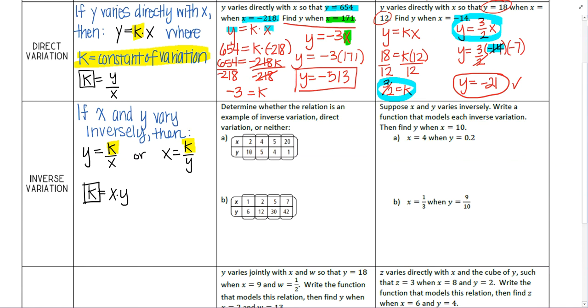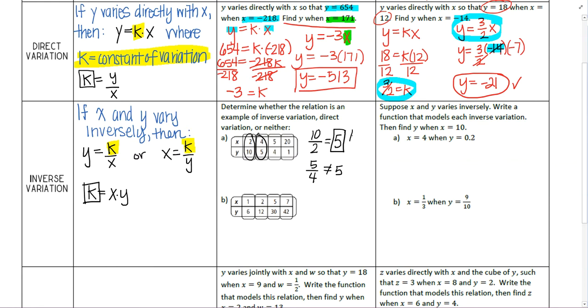In the first example, I can take the y, which is 10, and divide it by 2, and I get 5. If this was a direct variation, I would get 5 every single time. Now let's try this pair. In that case, I'd get 5 over 4. That's not 5, so this is not a direct variation. Now let's check to see if it's an inverse variation. In that case, I don't check if the ratio of y to x is constant. I check to see if the product is constant.